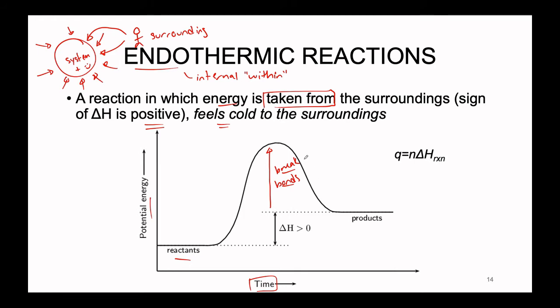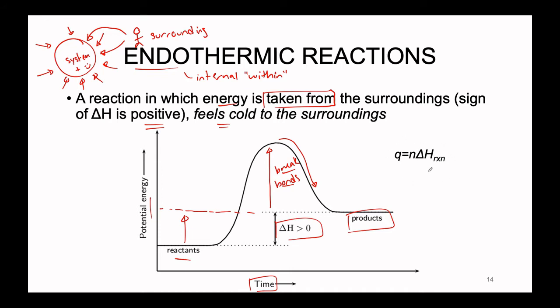After the bonds break, we're going to see a lowering in energy as new bonds are formed. However, the products of an endothermic reaction are higher in energy level compared to the reactants. So if we take the product value for enthalpy and subtract out the reactants, we would end up with a positive delta H.